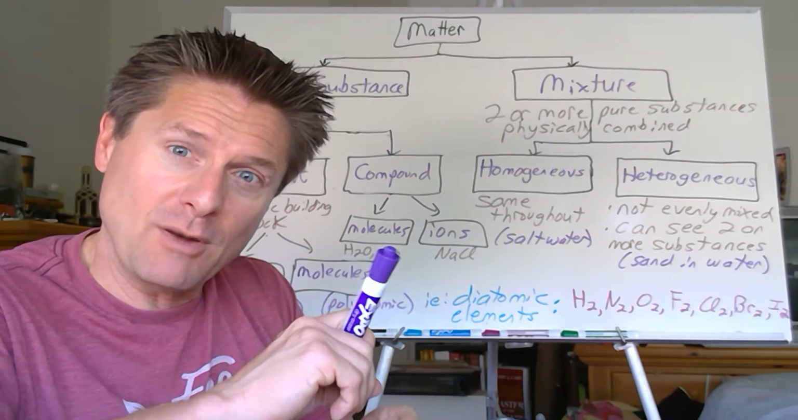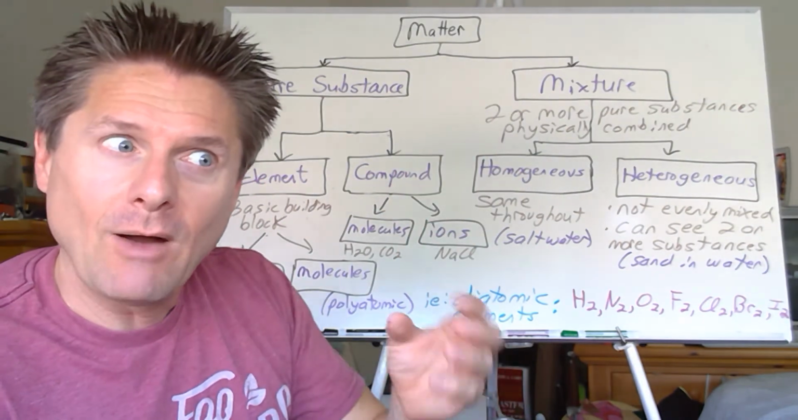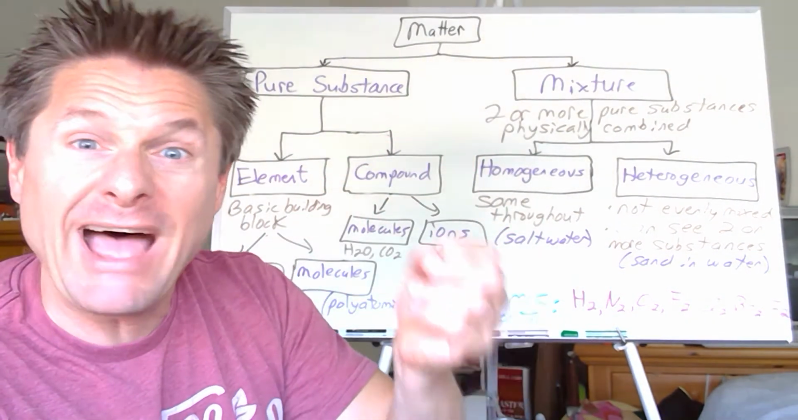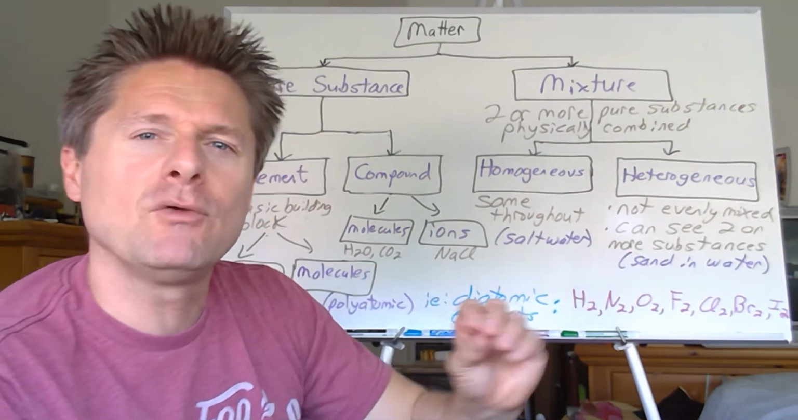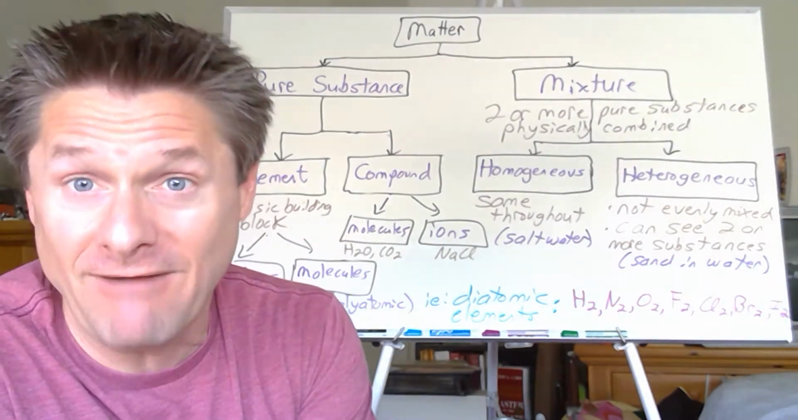But if I open up soda pop and I can see the bubbles, I can see those are carbon dioxide bubbles. I can see the two different substances. That would make it heterogeneous. So sometimes it gets confusing if there's not enough detail provided, right?